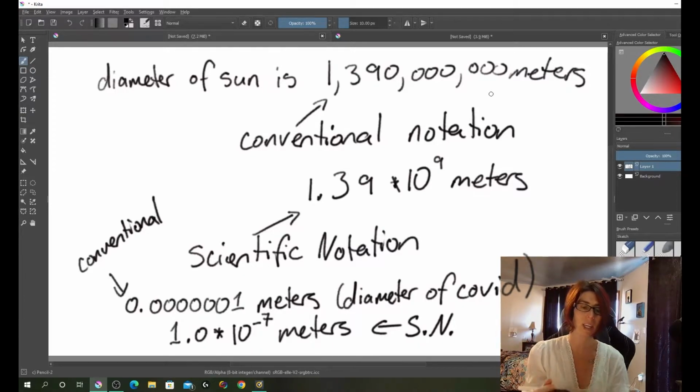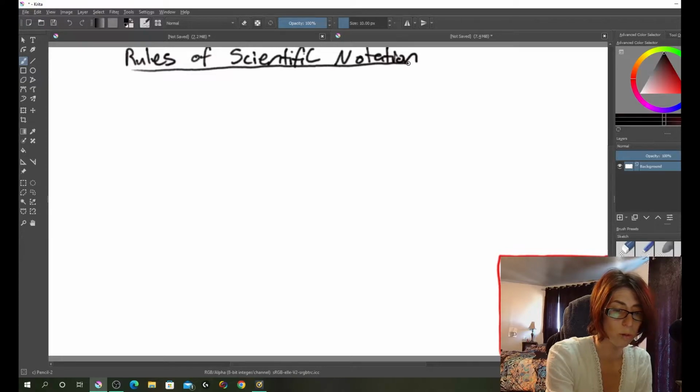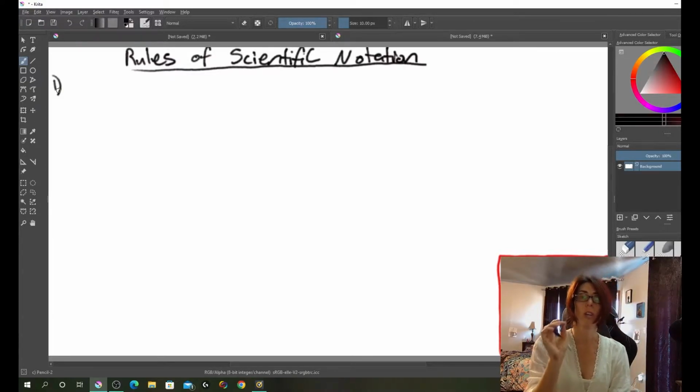All right, so now let's get to figuring out how to write. So how are you going to write numbers in scientific notation? This is basically the rules for writing something in scientific notation. So first, look at your number in conventional notation and then rewrite it with only a single digit to the left of the decimal point.